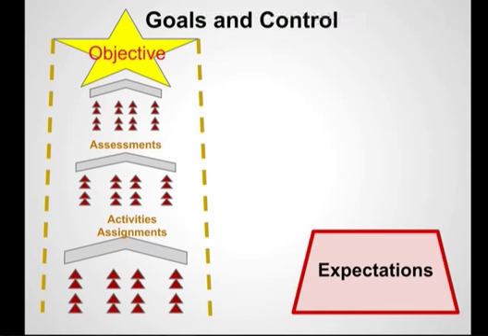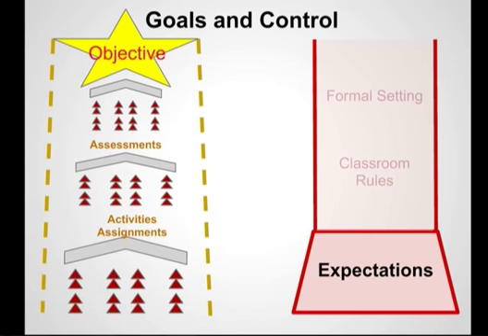Now, as far as norms go, norms are just basically expectations. What is expected of our students? And so, as a school, we need to have expectations of our students, both academically and behaviorally, and we need to define those boundaries. And if students get outside of those boundaries, we need to have classroom rules and a formal setting where they know what is expected of them in a structured way.